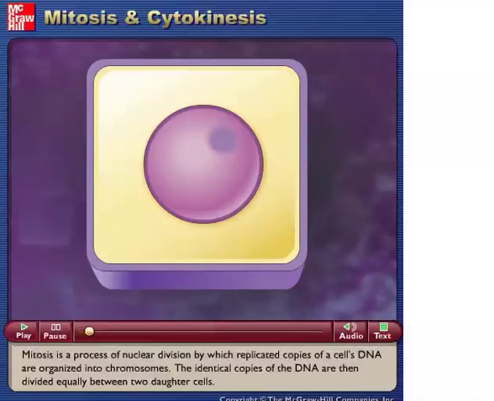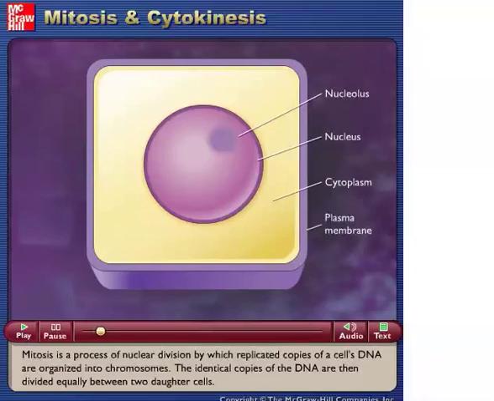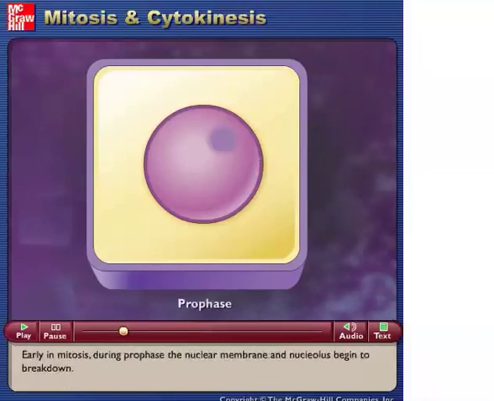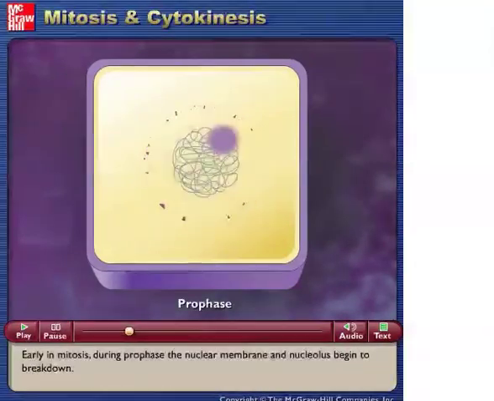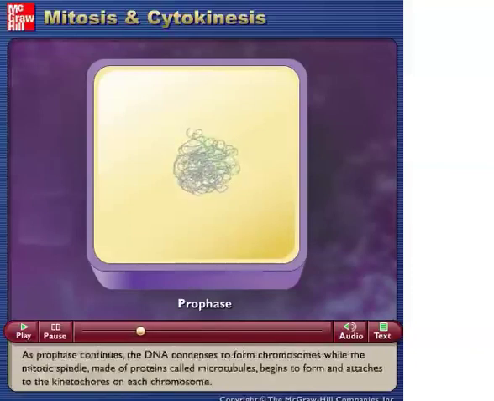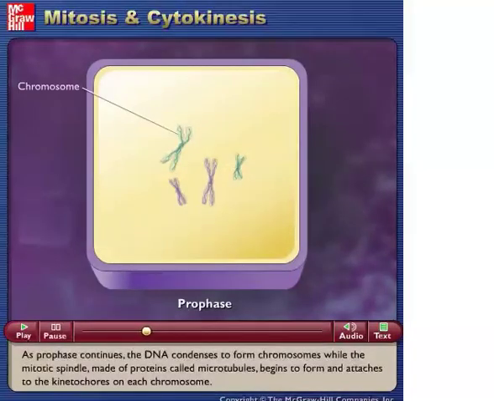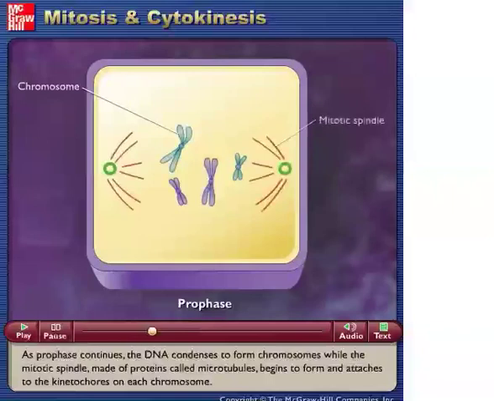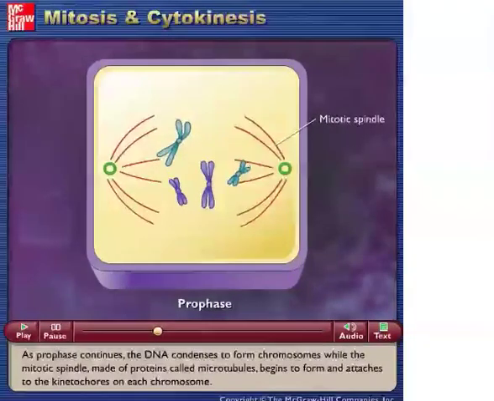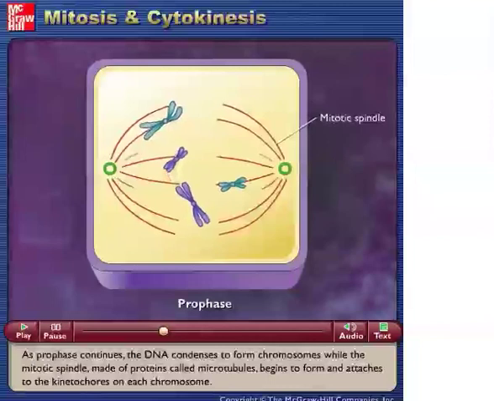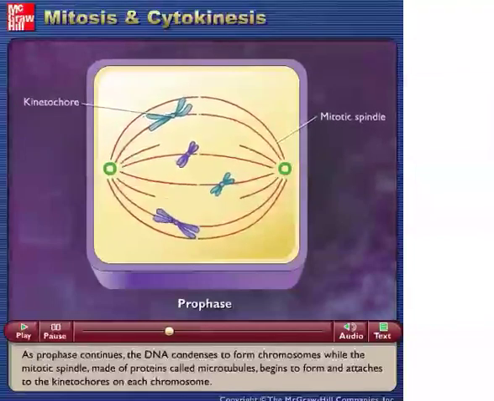Mitosis is a process of nuclear division by which replicated copies of a cell's DNA are organized into chromosomes. The identical copies of the DNA are then divided equally between two daughter cells. Early in mitosis, during prophase, the nuclear membrane and nucleolus begin to break down. As prophase continues, the DNA condenses to form chromosomes while the mitotic spindle, made of proteins called microtubules, begins to form and attaches to the kinetochores on each chromosome.